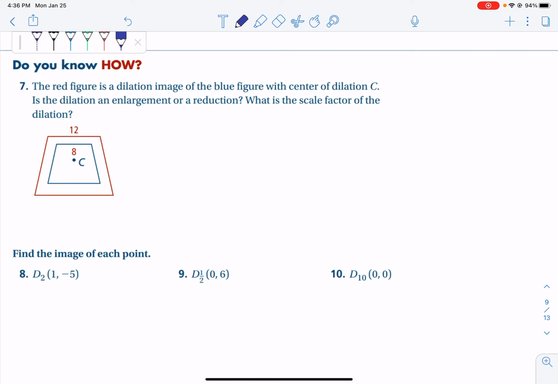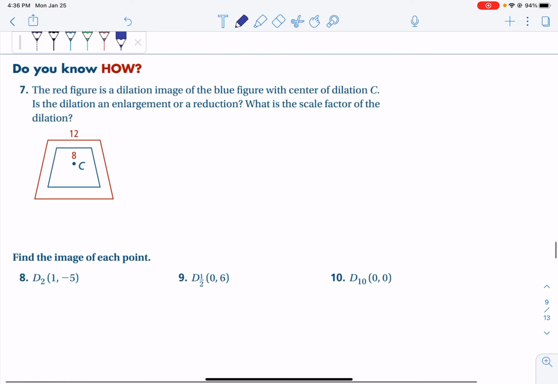We've got 4 examples right here, and we'll go kind of quick. The red figure is a dilation image of the blue figure with the center of dilation C. Is it an enlargement or a reduction? Well, first of all, the red one is bigger than the blue one, so it's definitely an enlargement. And it wants to know, what is the scale factor? Well, I look at this side, and it tells me that that's 8. And I look at this side, and that's 12.